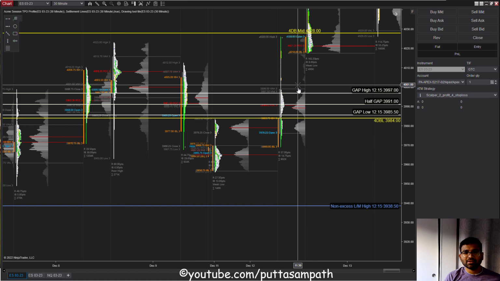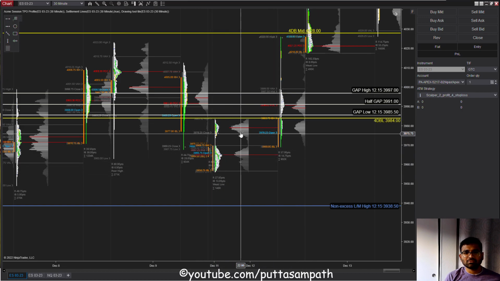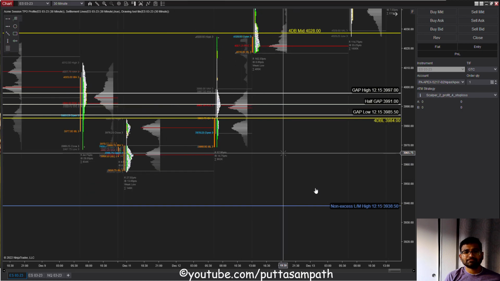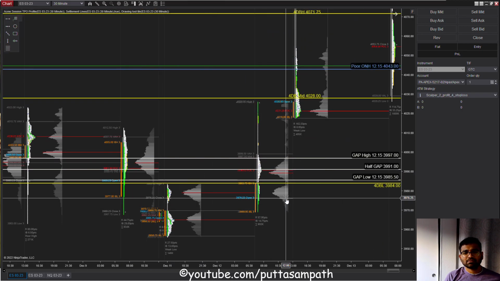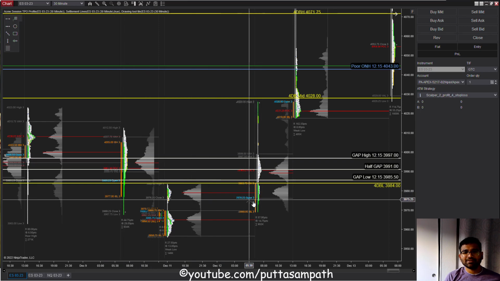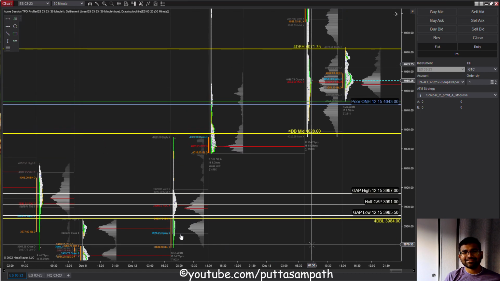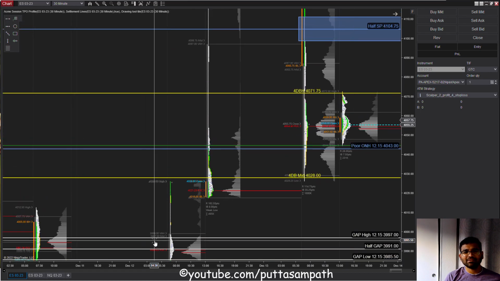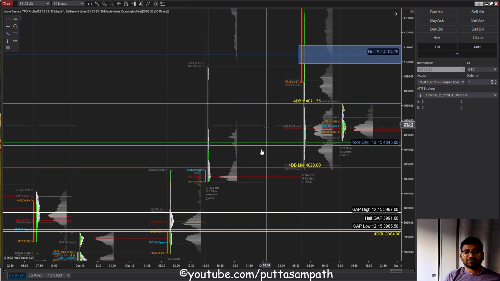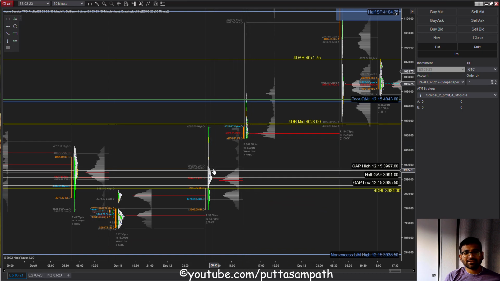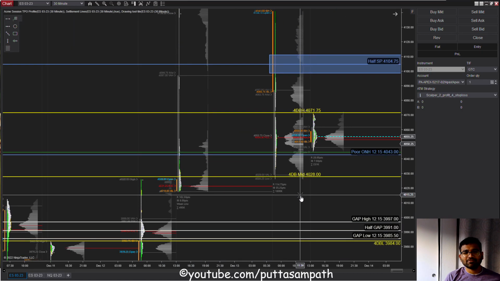The reason I'm skipping this one profile is because it's an overnight session profile. The following day we opened right at the spike base, and then we rocketed. We went back within the balance and hit the other end of the balance as the target. We closed almost near the high of the day, creating another spike to the upside on Monday.